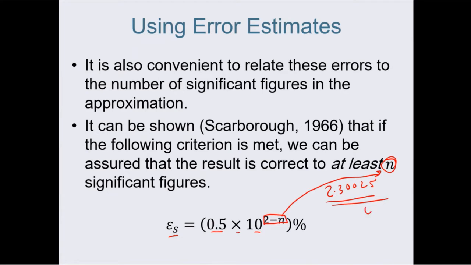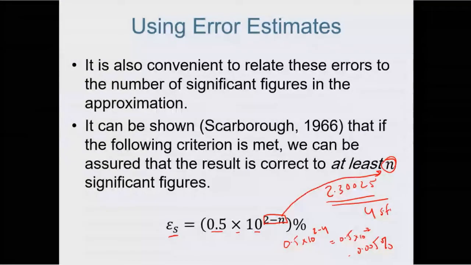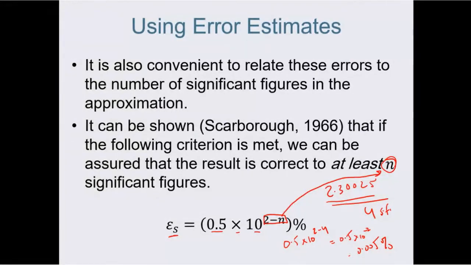So for example, if you want 4 significant figures, then you use 0.5 into 10 to the power 2 minus 4, which is 0.5 into 10 to the power minus 2, which is 0.005% as your stopping criteria. If you are going to stop your calculations at an error of 0.005%, then you can be guaranteed that at least your answer is going to be correct up to n, which is 4 significant figures. Of course, it could be accurate to more than that, but at least we know that it's guaranteed that we will have at least this much accuracy in the values.